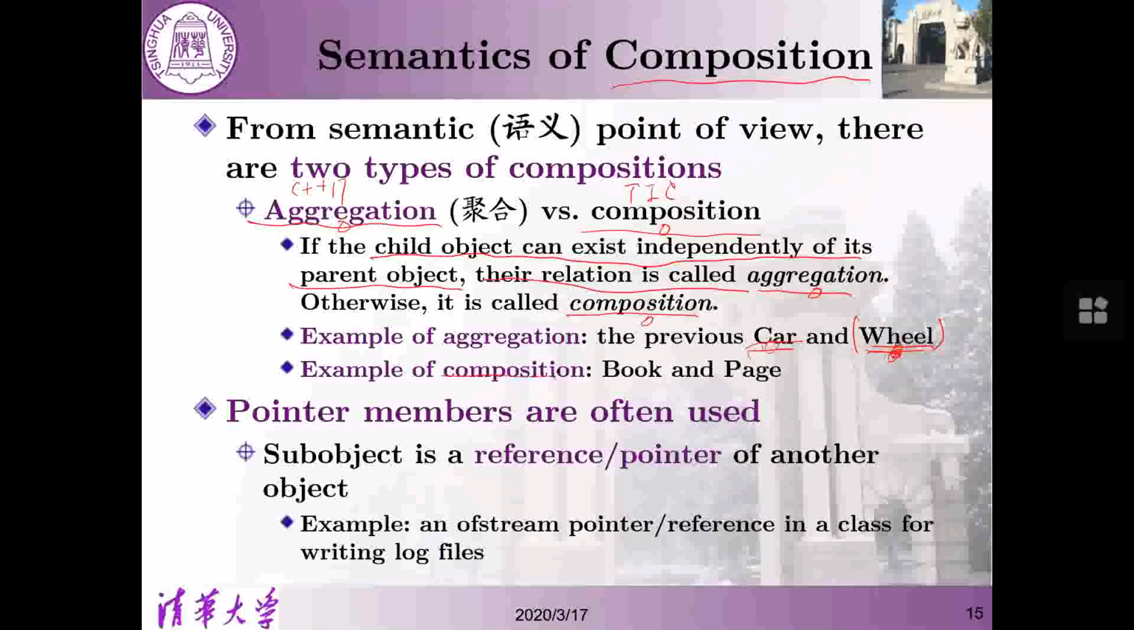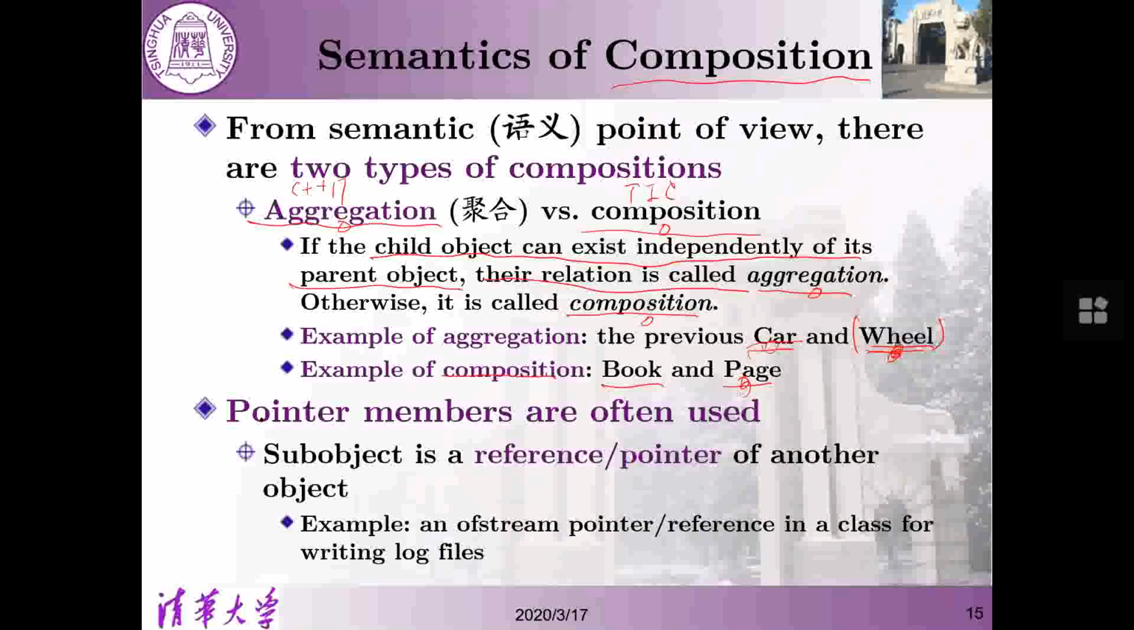An example of composition is book and page. Without a book, what is a page for? So page cannot exist without book. So this is an example of composition. There is a fine difference between them.